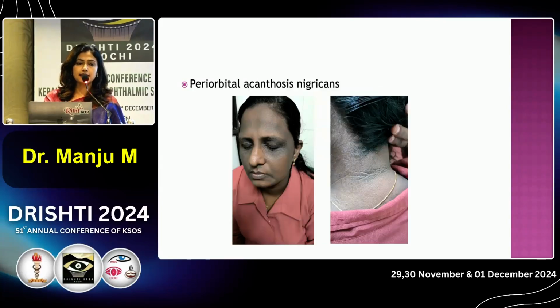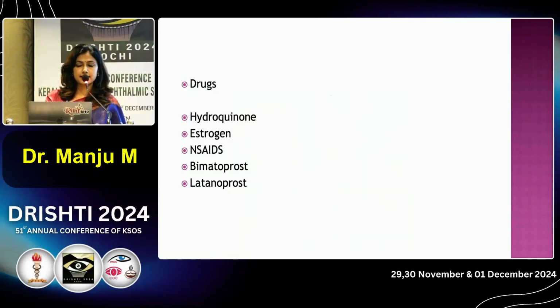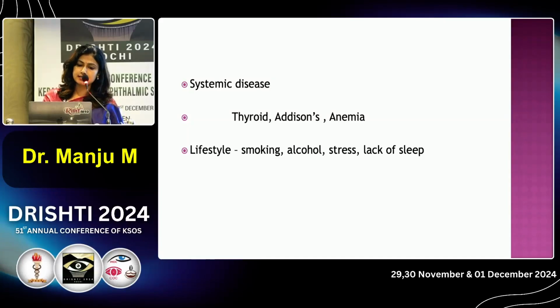Then periorbital acanthosis nigricans. Acanthosis nigricans presents as hyperpigmented velvety plaques over the flexures and the neck, and sometimes it can involve the face. When it involves the face, there will be a velvety texture over the eyelids also. Certain drugs like hydroquinone, estrogen, NSAIDs, bimatoprost and latanoprost can induce periorbital pigmentation. Systemic diseases like thyroid disease, Addison's disease, anemia, and lifestyle factors like smoking, alcohol, lack of sleep, and stress can also induce dark circles.